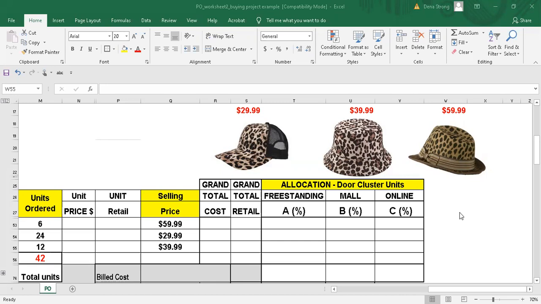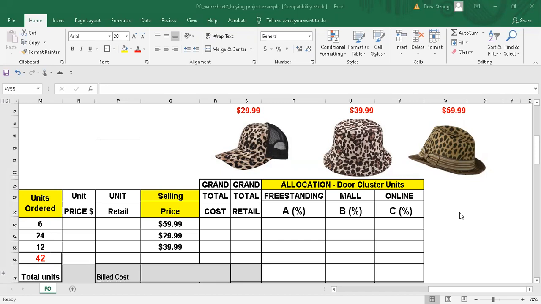Allocation goes back to the 5 rights of merchandising, the right place. So as a buyer, not only do you have to choose the right merchandise, but you also have to choose the right location. In the allocation portion of the buying project, you will decide as a team the right locations to sell the merchandise.